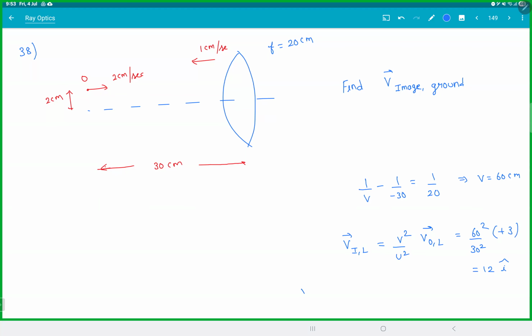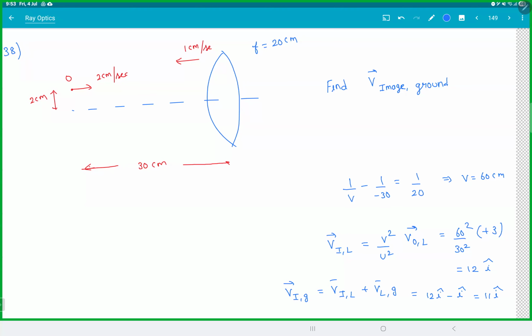Okay. You want velocity of the image with respect to the ground frame, which is velocity of the image with respect to the lens plus velocity of the lens with respect to the ground. Lens is going back, image is going forward. So this is 12i minus i. This will give you 11 i cap. Check.